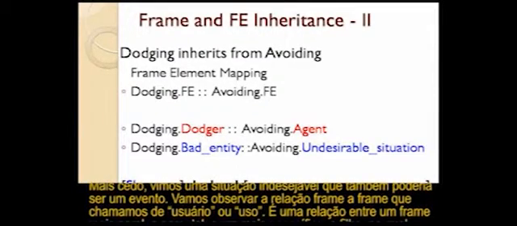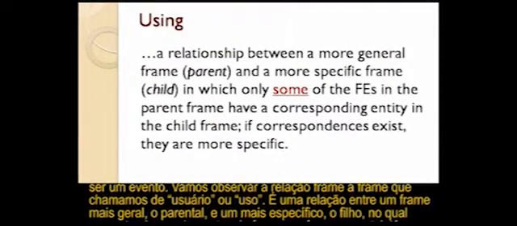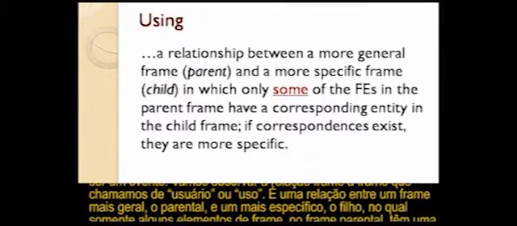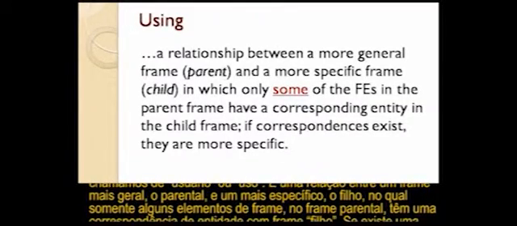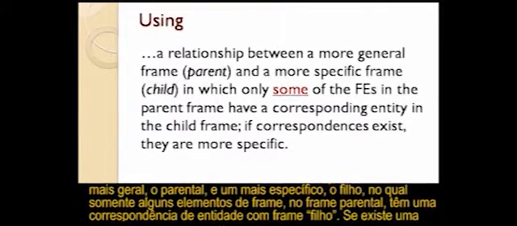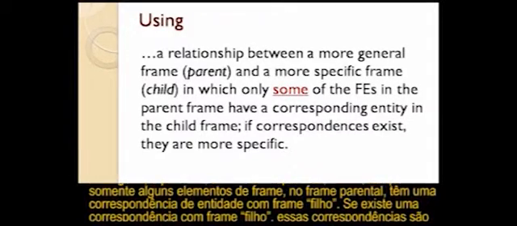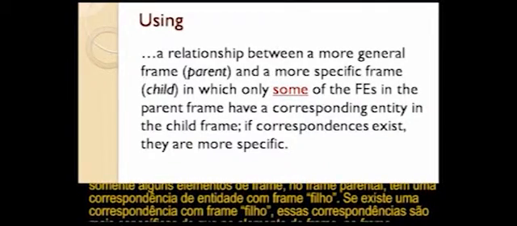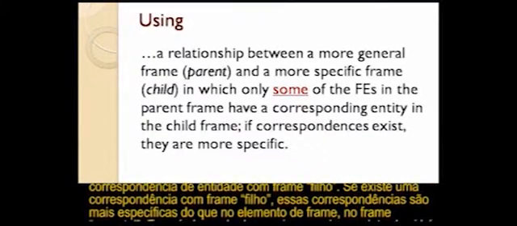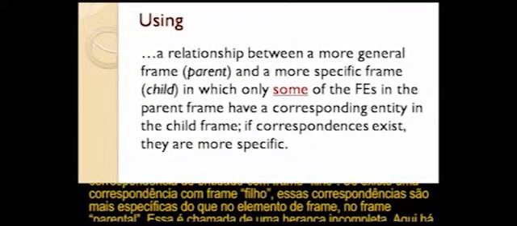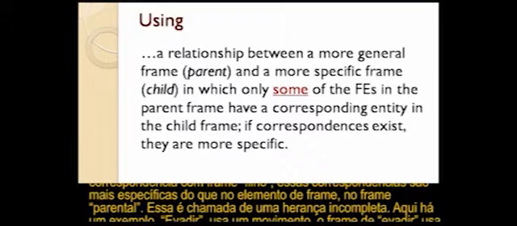Let's look at the frame-to-frame relationship we call using. Using is a relationship between a more general frame, the parent frame, and a more specific frame, the child frame, in which only some of the frame elements in the parent have a corresponding entity in the child frame. If correspondences exist in the child frame, those correspondences are more specific than the frame element in the parent frame. This is called incomplete inheritance. Here's an example.